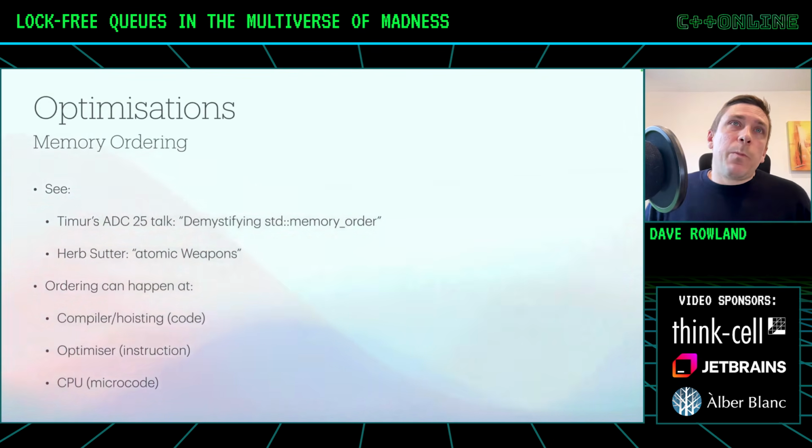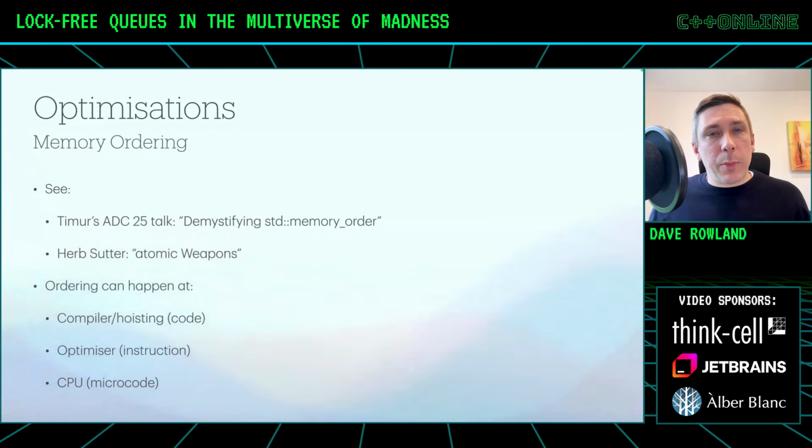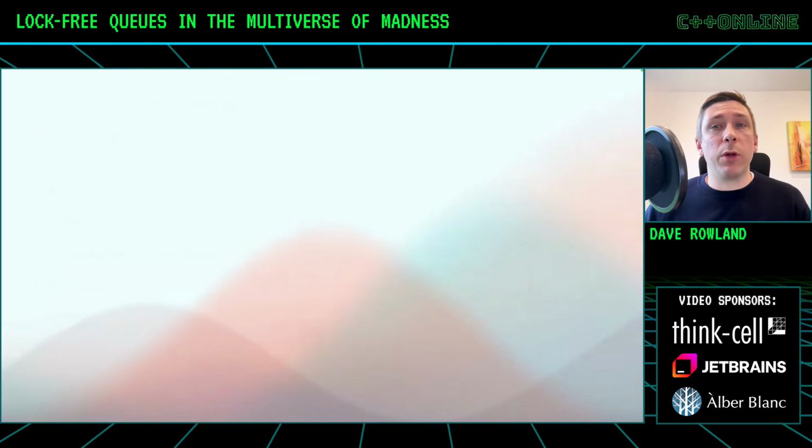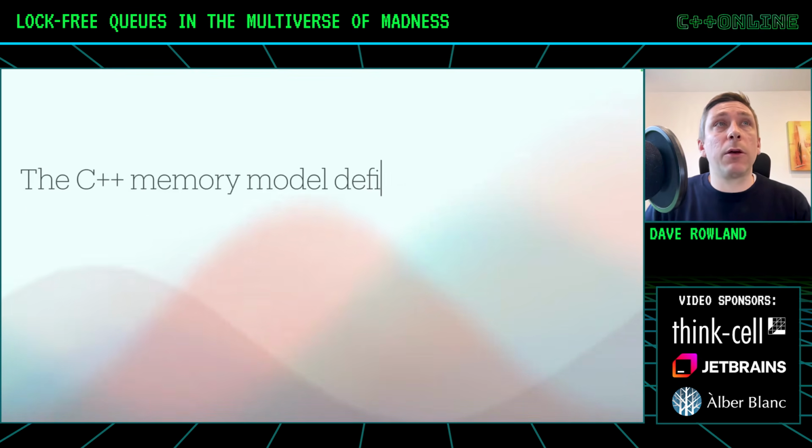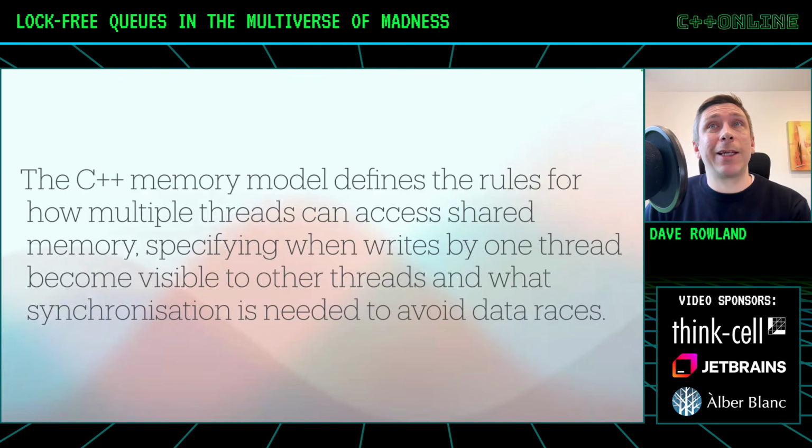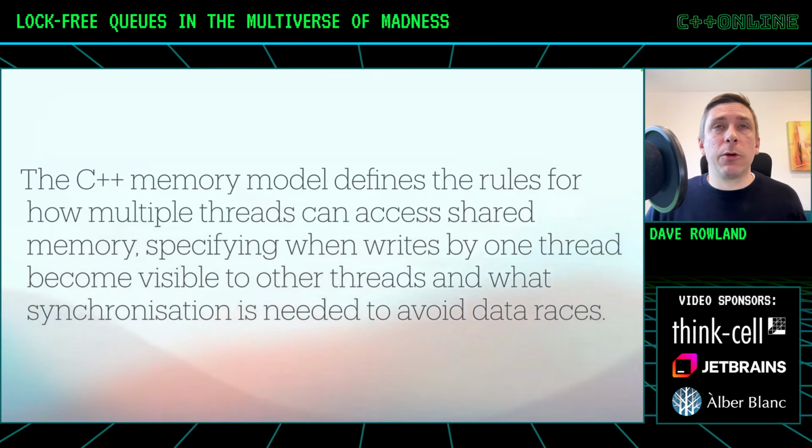So because CPUs can be multi-cored, you can have all of those different things happening on different CPU cores at the same time. And in order to make sense of that, we have the C++ memory model. So that defines the rules for how multiple threads can access shared memory, specifying when writes by one thread become visible to other threads and what synchronization is needed to avoid data races. So it gives us the rules and also the tools in order to write correct multi-threaded programs.